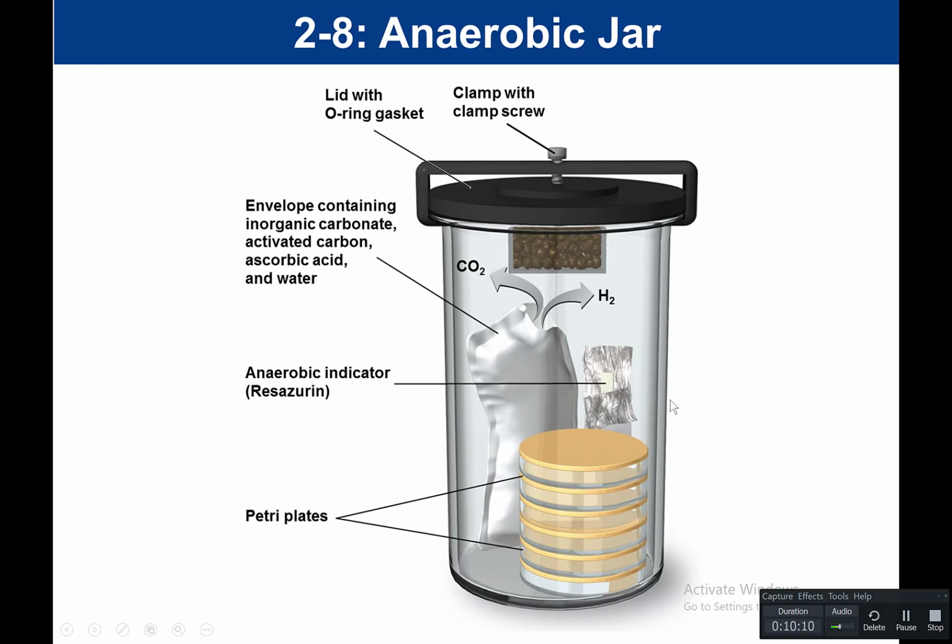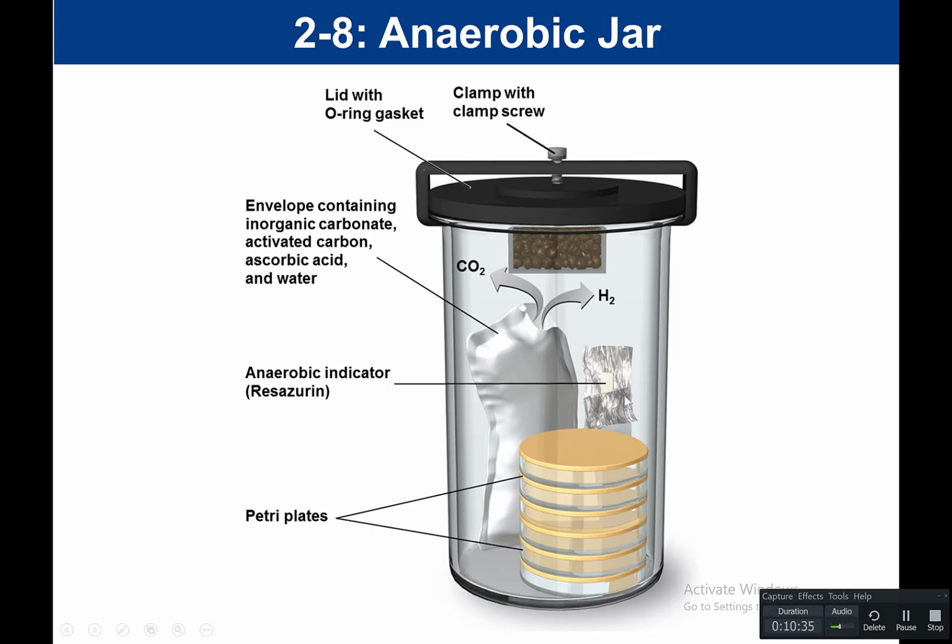And again, when we look at our jar, we would need to see that to be clear, or the white paper, meaning that O2 is not present. If that strip, when we take our jar out, is pink, that tells us that oxygen is still present in that canister, and that canister was not in fact anaerobic. So our resazurin has to be clear when we look at it.